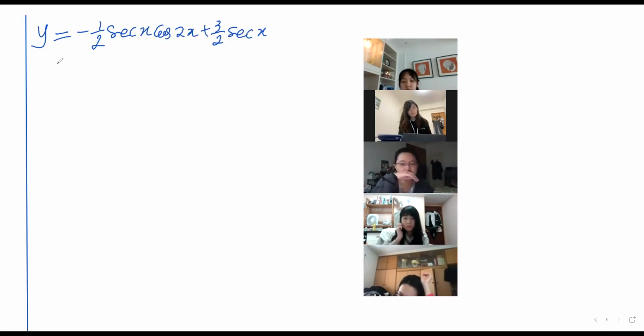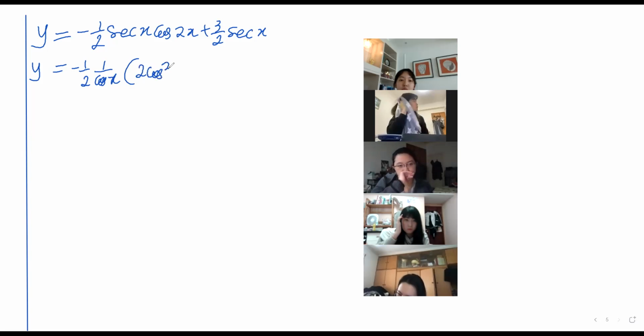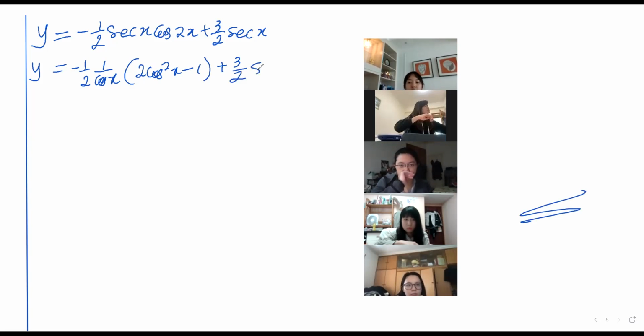So let's simplify this. I don't think it's necessary, but let's just see. This is half sec x, which will be 1 over cos x. And cos 2x in terms of cos x will be 2 cos squared x minus 1. This is 3 over 2 sec x. Just if necessary, in case the question says show that the solution is equal to this, you have to simplify to that point. Otherwise, you are welcome to leave it the way it is.